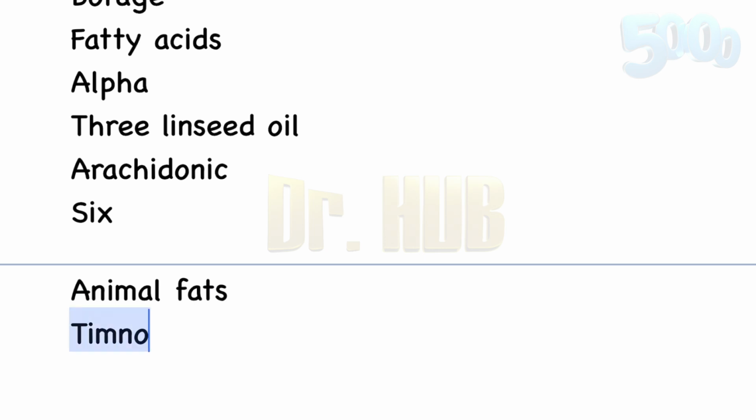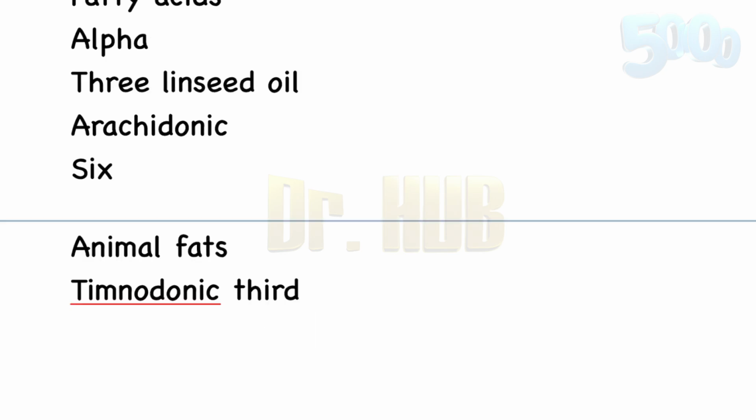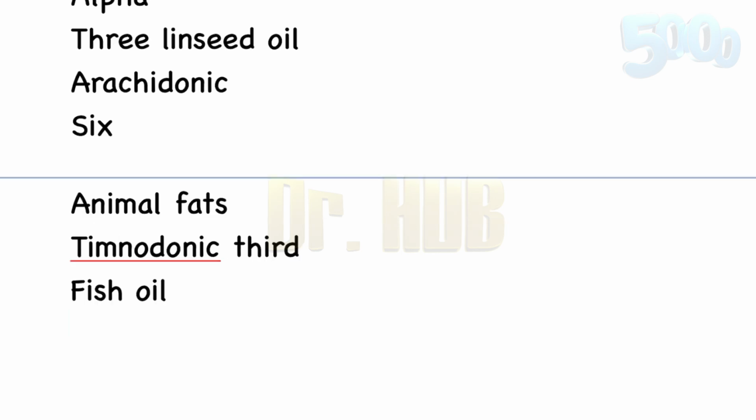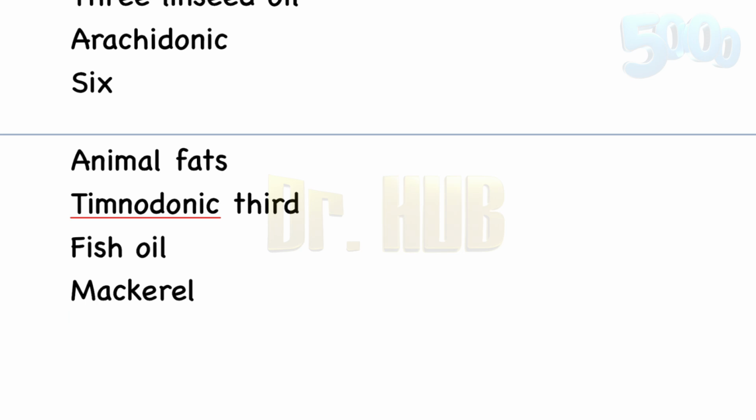Then is the timnodonic acid. This is 20:5, with double bonds at positions 5, 8, 11, 14 and 17. It belongs to the omega-3 family, and it is present in fish oils, for example cod liver, mackerel, menhaden and salmon oils.